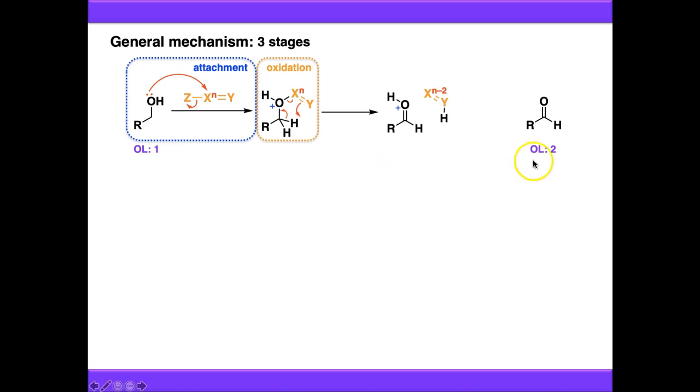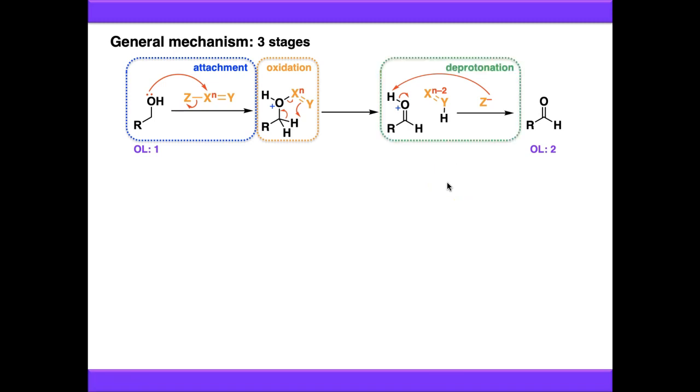The final step that gets us to our final product is that we need to remove the proton from the carbonyl, and we can do this a number of ways. I've brought back Z-. So Z- could come across, deprotonate this. Similarly, we could use some electrons which are in this species over here, it doesn't really matter, or we could have an external base. But finally, this is the deprotonation step. So all of these mechanisms are going to proceed via these 3 stages: attachment, oxidation, and deprotonation.